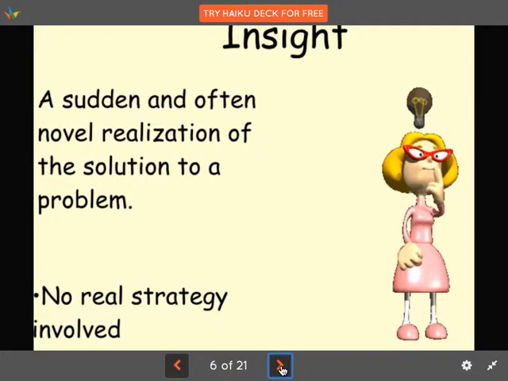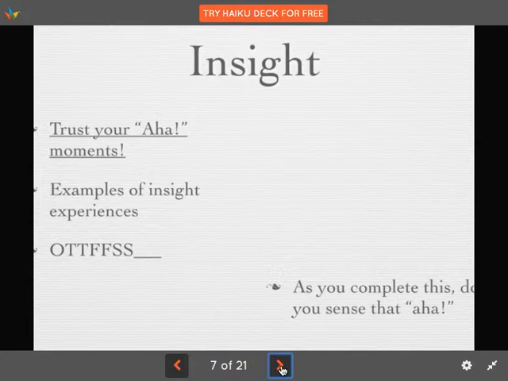All right, insight is the next vocab word, and this is when you have that aha moment. I like to call it an aha moment, when you suddenly realize the solution to a problem. There's no strategy. It's just when all of a sudden you think of the right answer. Okay, so let's try this example. Let's have an aha moment now.